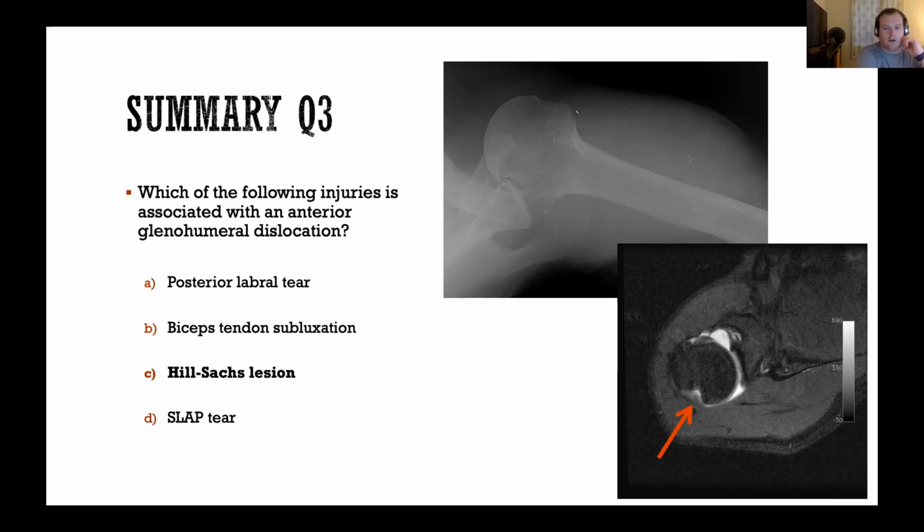Conversely, with the anteversion of the glenoid in relation to the shoulder, you'll more commonly see the humerus dislocate anteriorly or anterior inferiorly.